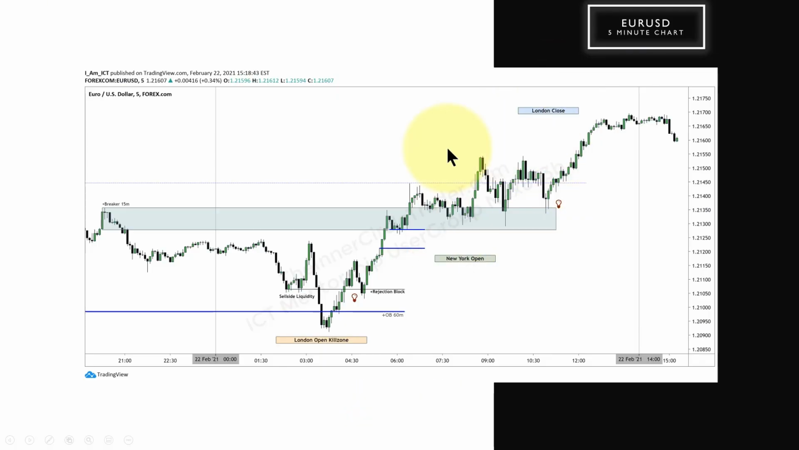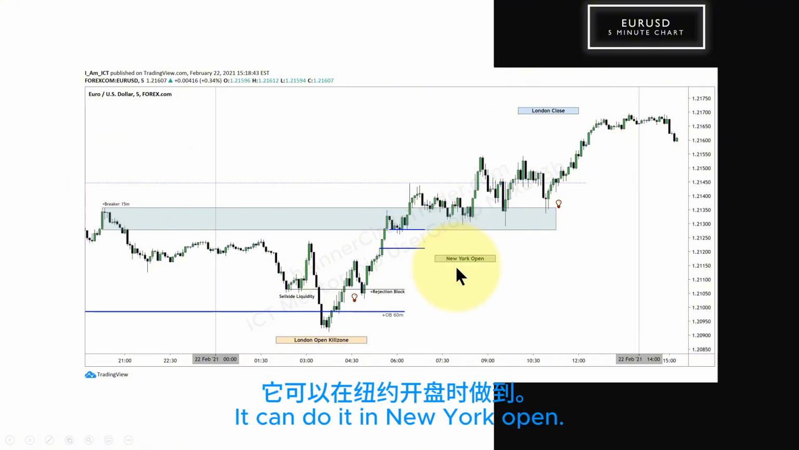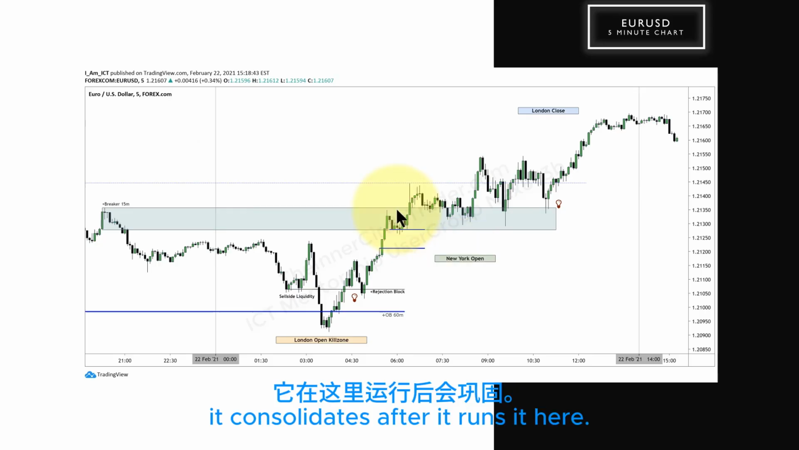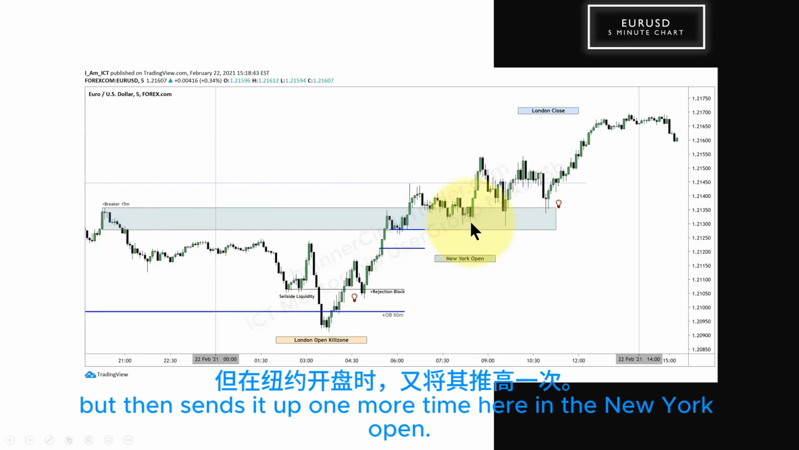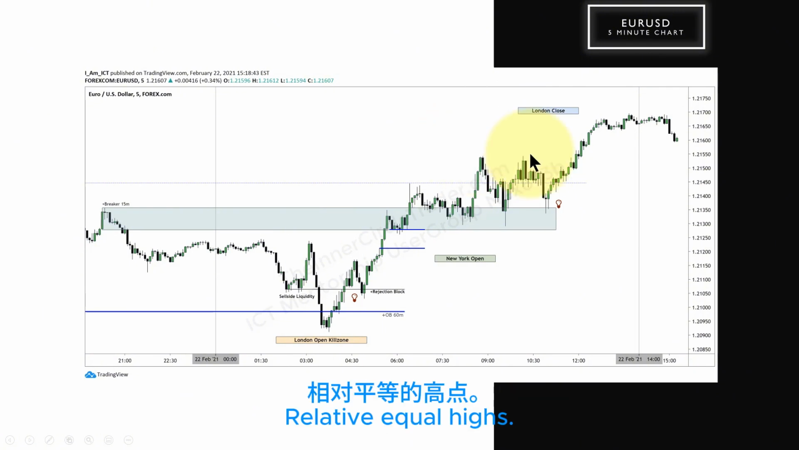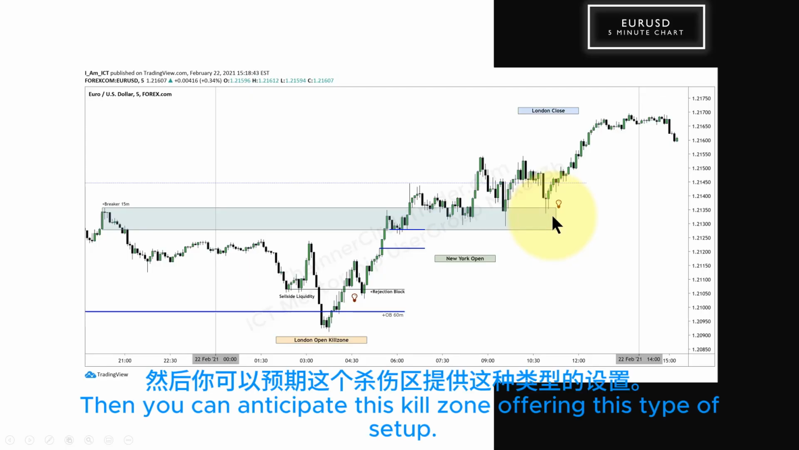It could go above this high to whatever particular level you're looking for. It can do it in New York Open. It can. But it consolidates after it runs it here. Doesn't go down, but it sends it up one more time here in the New York Open, back down into the breaker, runs one more time. What does it create here? Relative equal highs. So when it drops back down into, what's the higher time frame premise? Bullish. Optimal trade entry. Then you can anticipate this kill zone offering this type of setup.